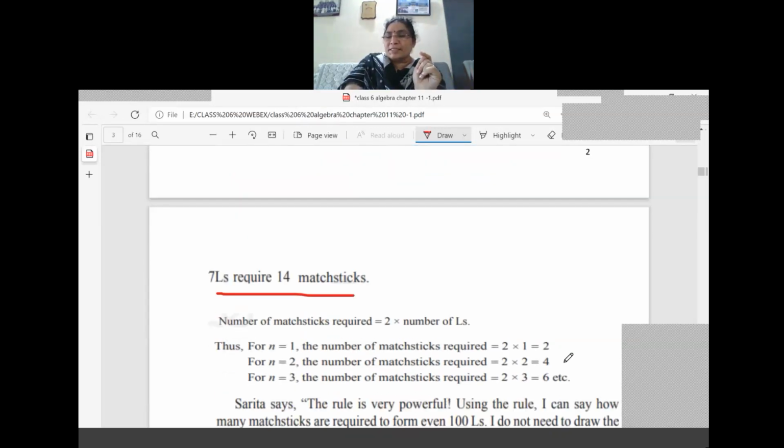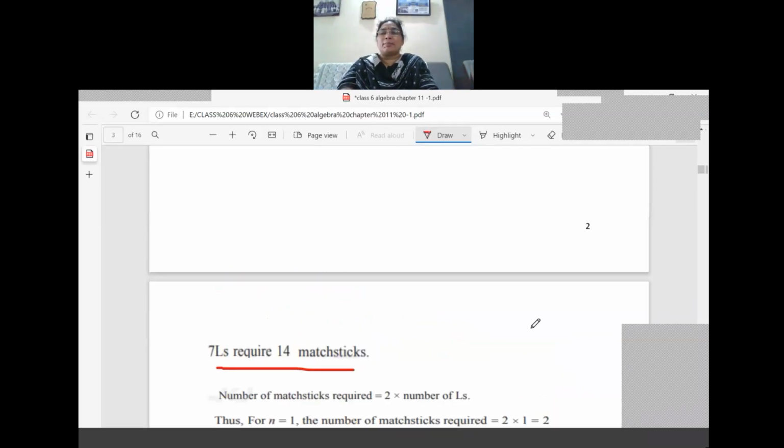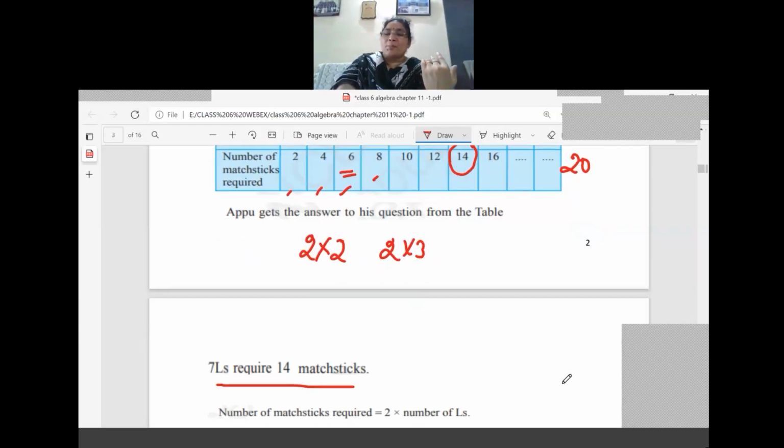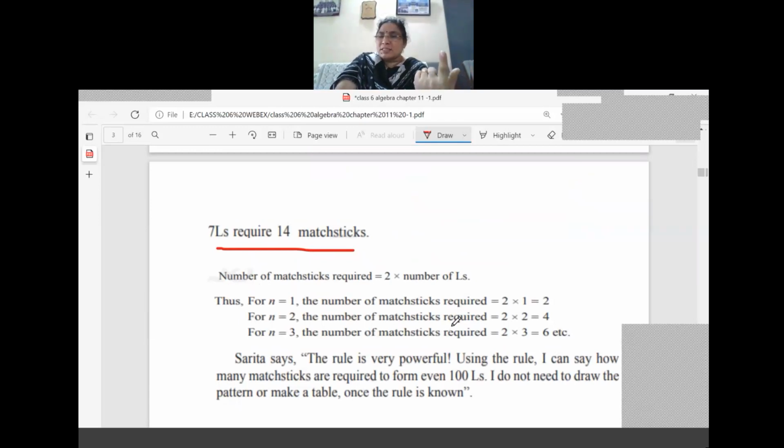So number of matchsticks required is 2 into how many L's? Isn't it? We'll go back to the table now. 2 into the first L, so 2 into 1, 2 only. Now here, 2 into how many L's have we used? 2 L's, so 2 into 2. Now what happened in the third case? 2 into how many L's? 3. So 2 into 3, the answer is 6. Like that we are getting a pattern. So number of matchsticks required is equal to 2 into the number of L's.